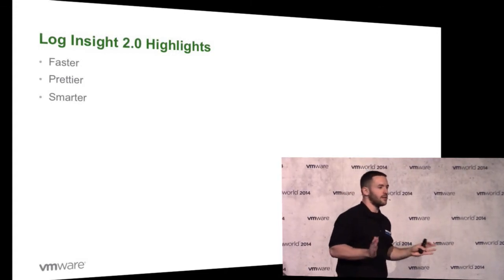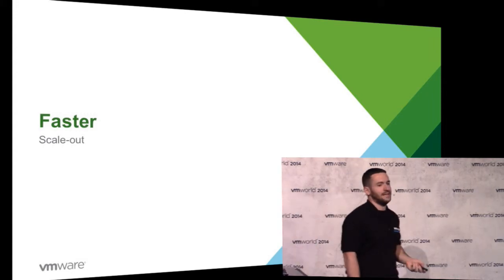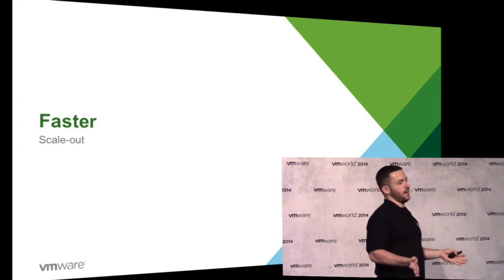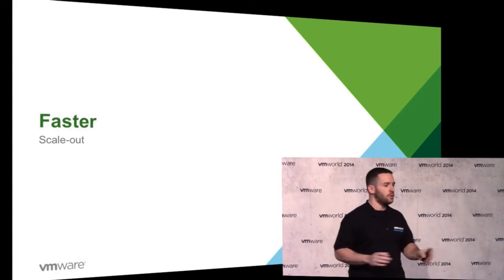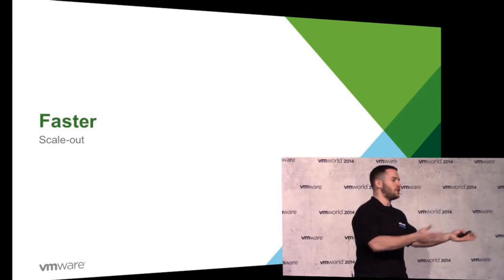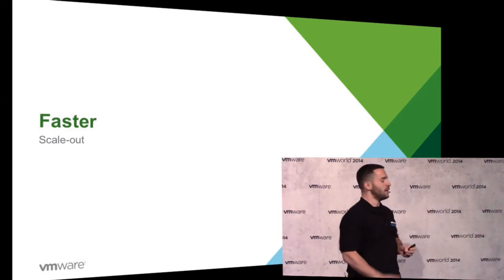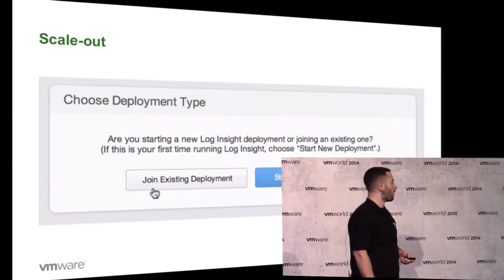Very, very high level, not very marketing-like. Let's dig into these. So faster, what do I mean? Well, we introduced scale out in 2.0. We were able to handle a very large number of log messages, but when you start getting more information from outside of vSphere, your infrastructure, your application, your operating systems, you really need to build out more infrastructure for this. So we have a full scale out model for you.